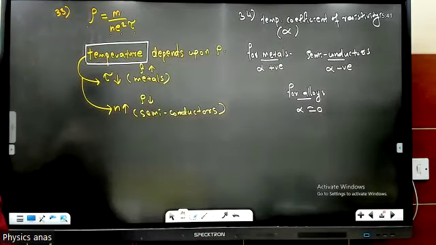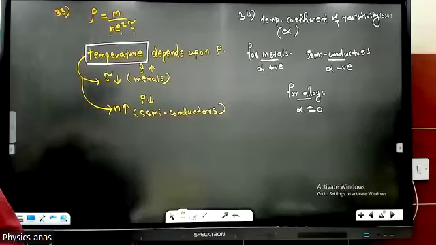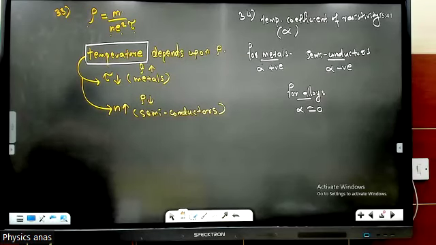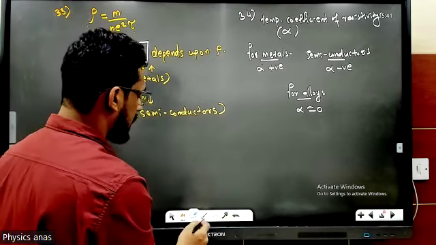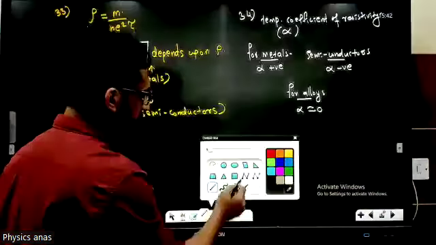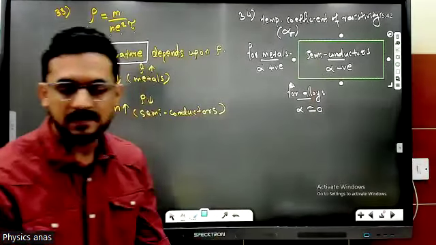Alpha is nearly 0. So what is our option? Which is the correct option? Which of the following has negative temperature coefficient of resistivity? Semiconductors has negative temperature coefficient of resistivity. That will be our answer.